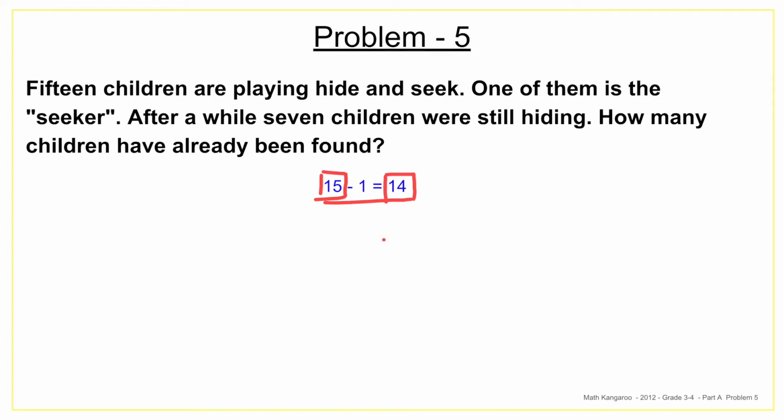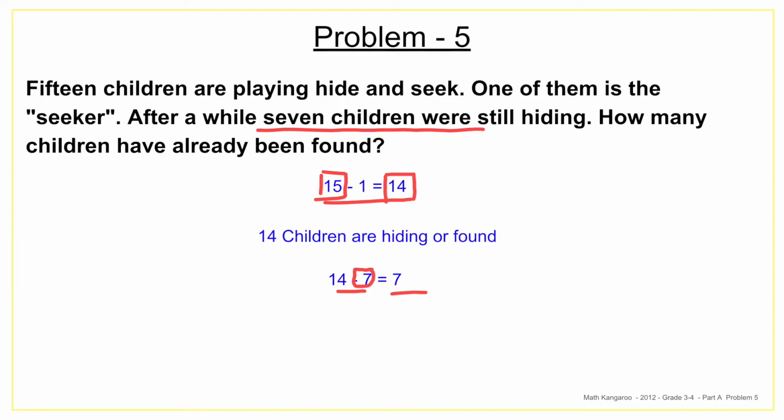Now we started with 14 hiding children, and it says 7 children were still hiding. That means we take out 7 children. So 14 children are hiding or found. 14 minus 7 gives us 7. So we removed the 7 children still hiding. We take out 7.